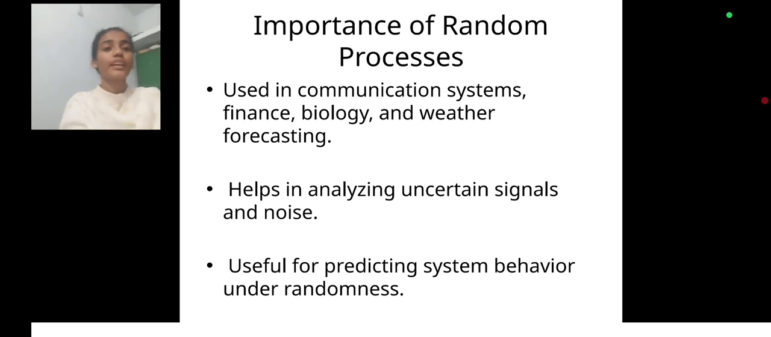Importance of a random process. It is used in communication systems, finance, biology and weather forecasting, and it also helps in analyzing signals and noise. And finally, it is useful for predicting system behavior under randomness.